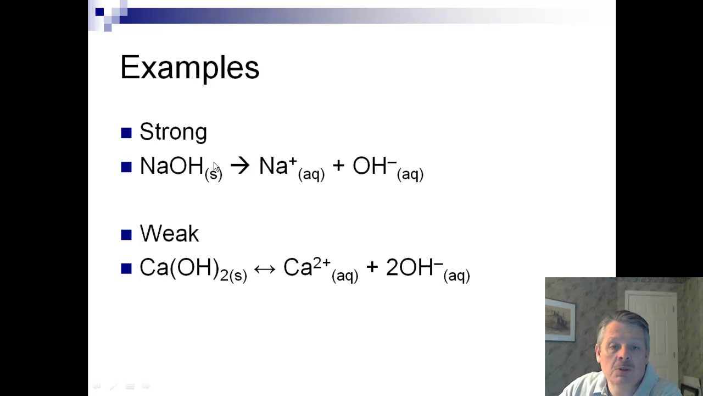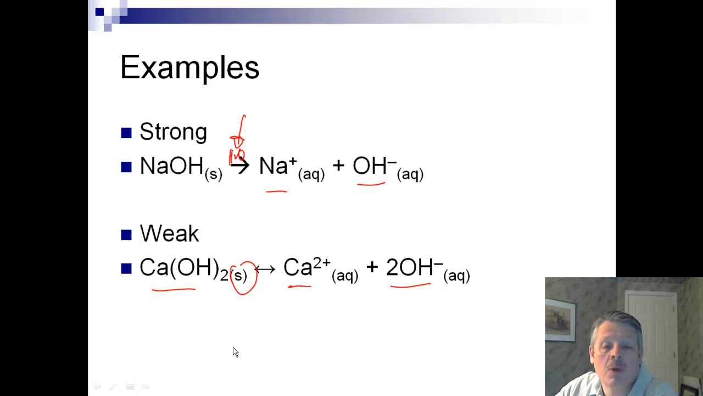Well, similarly, we have a strong one, which is sodium hydroxide, and when it's dissolved in water, it becomes sodium plus and OH minus. They completely dissociate. Where you have a weak one, which is calcium hydroxide, and it actually goes in both directions. So you'll notice you have a solid here. These are going, some are dissolving, but most are not. All right, again, calcium hydroxide does not dissolve well in water. So you do not get a strong base, you get a very weak base.